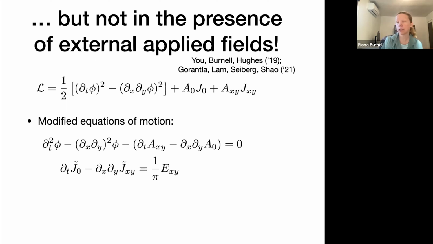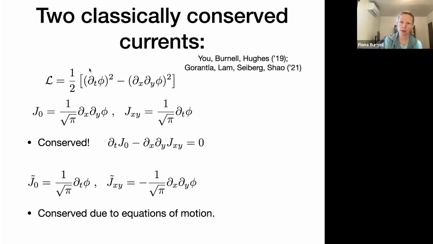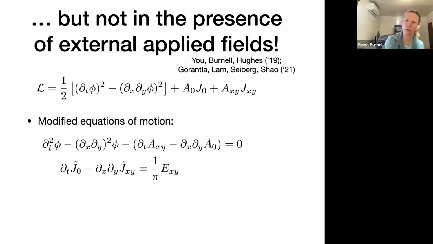And so once again, we have 2 currents: the analog of the electromagnetic current, and this one here, which is the analog of the axial current in particular. It's conserved only due to the equations of motion. And so once again, we're going to find that if we apply an appropriate external field, the equations of motion get modified, and therefore this axial current is not going to be conserved.